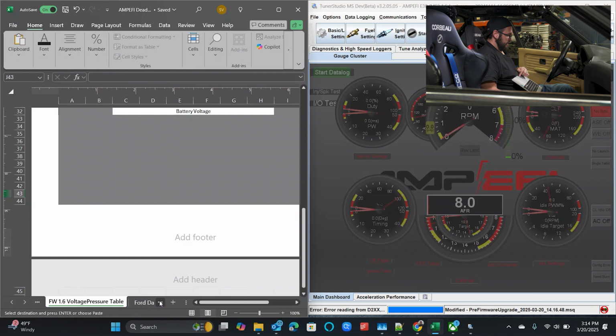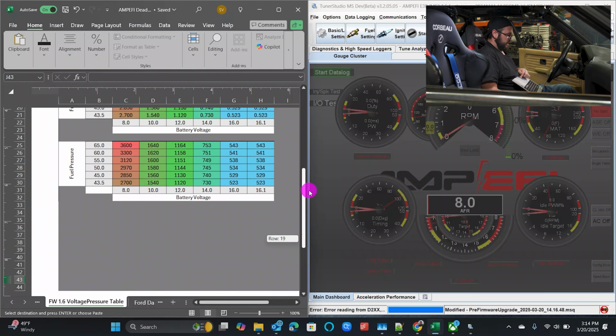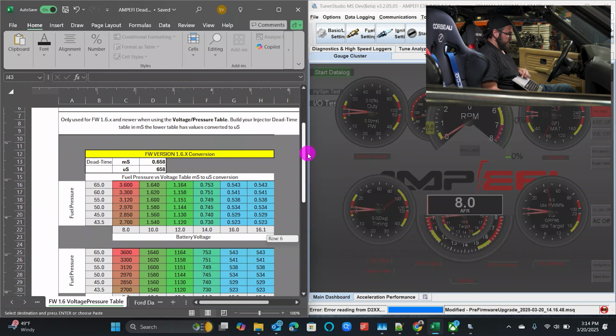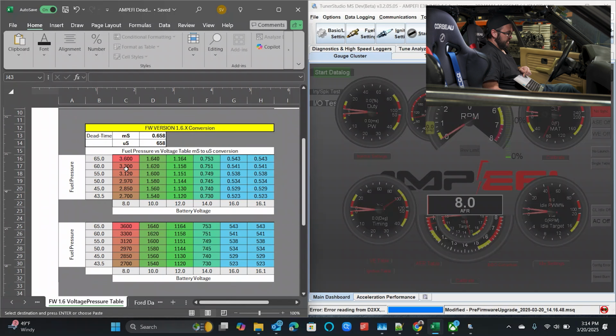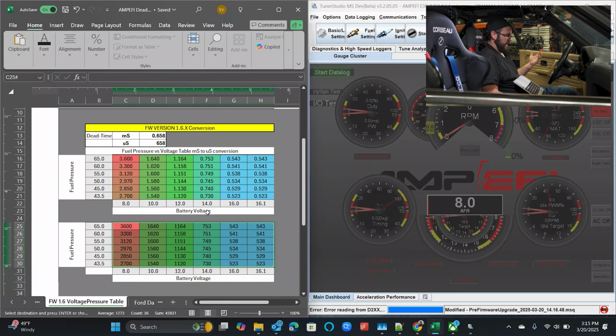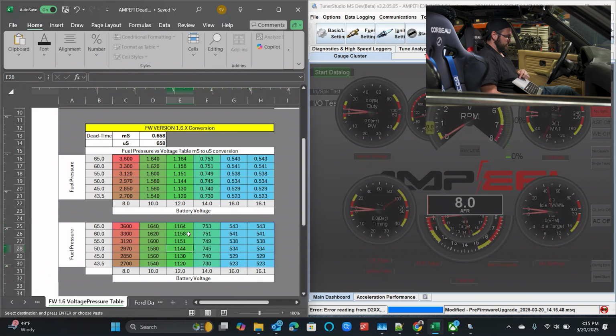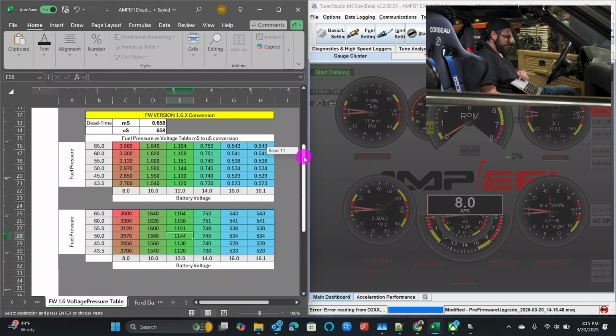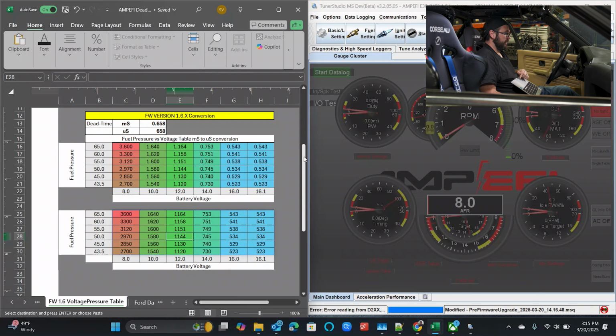Okay, and here is a 1.6 fuel pressure table. You can basically take your values and populate this table if you've got everything in milliseconds, and it's going to calculate them in microseconds for the 1.6 firmware. This is pretty easy. You're just going to multiply milliseconds by 100 to get to the 1.6 value from milli to micro. I'm sorry, multiply by 1,000.